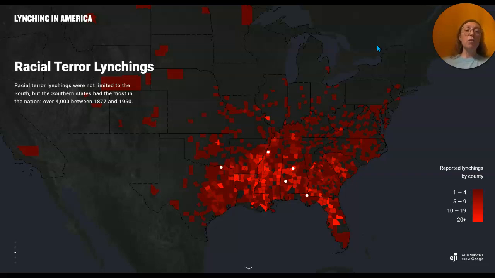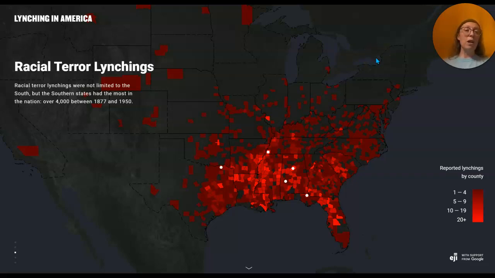This is the numbers from 1877 to 1950. Lynchings became most common after the Civil War, especially after Reconstruction, at the time when it had looked like maybe African Americans would have a chance to fit into something resembling equality, and racial lynchings made it very clear that that was not going to happen.